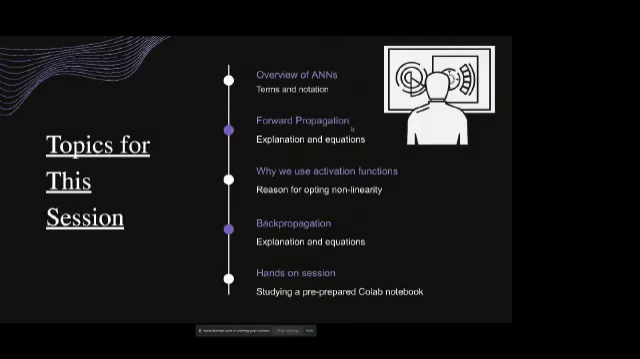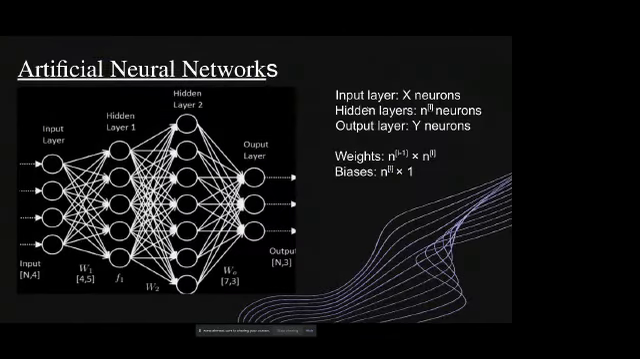So the first thing we're going to be covering is the overview of ANNs. Here we'll be going into the mathematical intuition behind ANNs and the mathematical explanation of how neural networks work. Then we'll go on to the forward propagation part, why we use activation functions, backpropagation, and in the end we have a hands-on session. This time it's in TensorFlow and Keras frameworks as well. So let's dive into the topic.